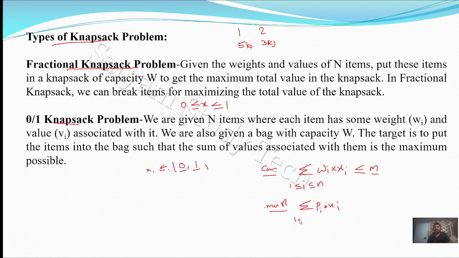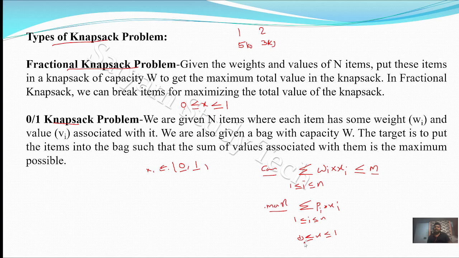Here i ranges from 1 to n. What is xi? 0 less than or equal to x less than or equal to 1. So in the fractional problem you can take 0, or 1, or any fraction. In the 0-1 knapsack problem, you can take only 0 or 1. That x value may be 0 or 1. So you can consider that particular object, and the x value is 1.